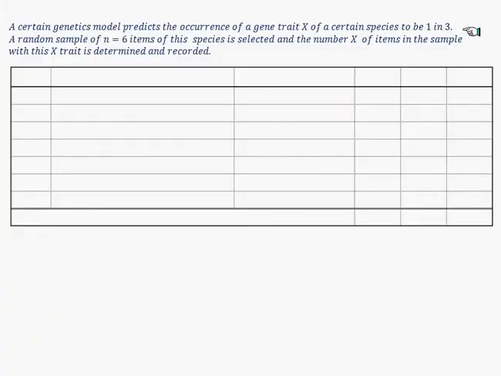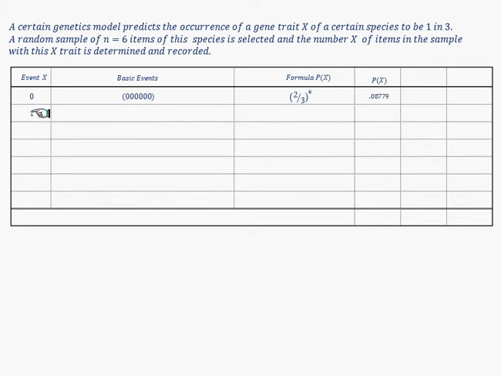Now we're going to apply that to the case of genetics, perhaps Mendelian genetics, where a certain gene trait occurs 1 in 3. The probability of X then is 1/3. And a random sample of 6 items is selected. And we want to look at the possible outcomes. And look here, we're putting in these formulas. To get 0 successes means they're all O's. Each has a probability of 2/3. And here we have it, 2/3 to the 6.